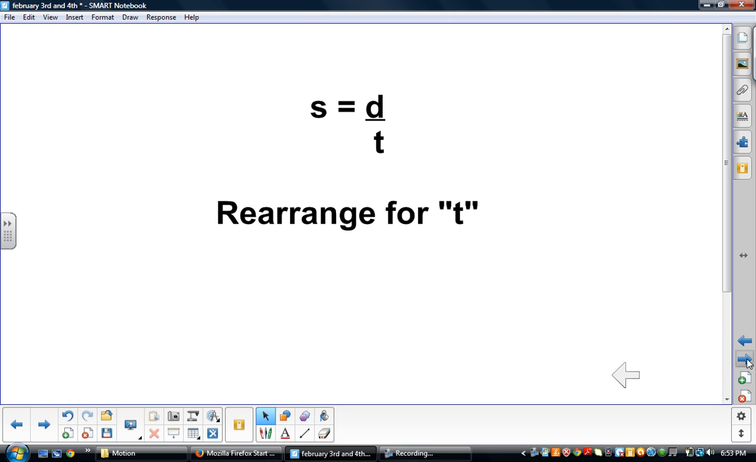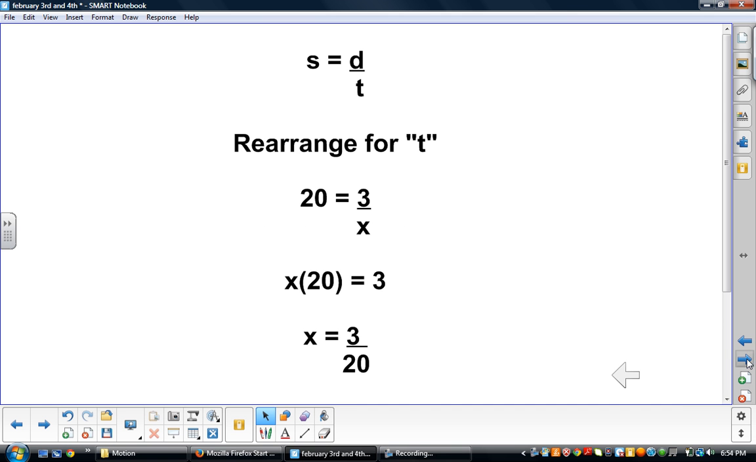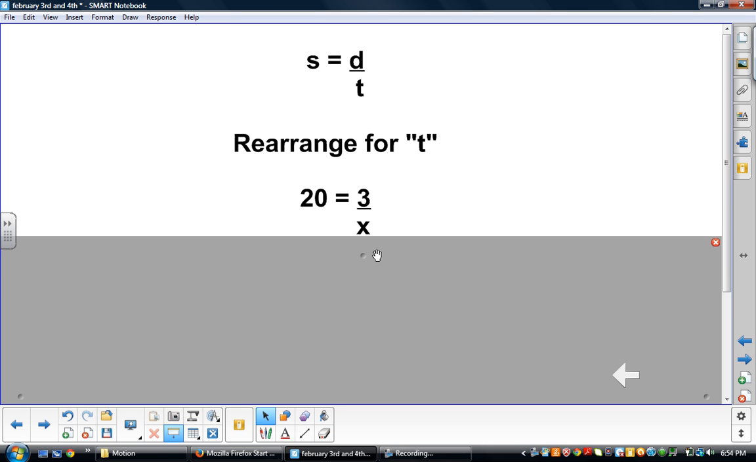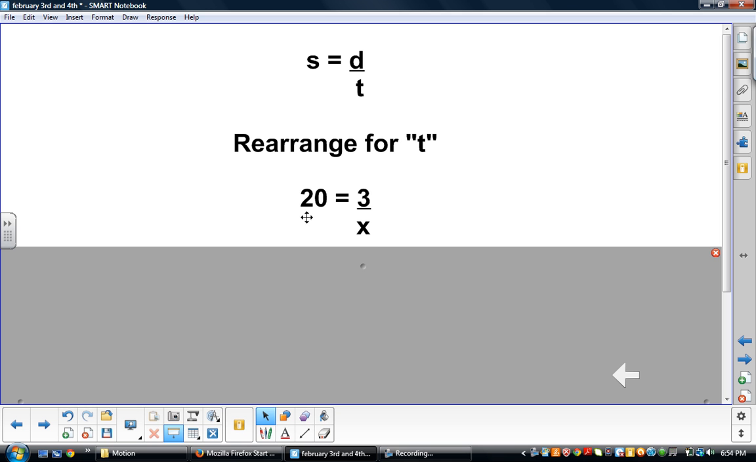Alright, there we go. What if we were asked instead not to solve for d, but to solve for t? How would you rearrange this equation to solve for t? Alright, so here we go. Let's do what we just did, and let's use something you're more familiar with to solve. What if I asked you 20 equals 3 over x, and I asked you to solve for x? What would you do there? Because you're going to be doing the same kind of thing to rearrange for t.